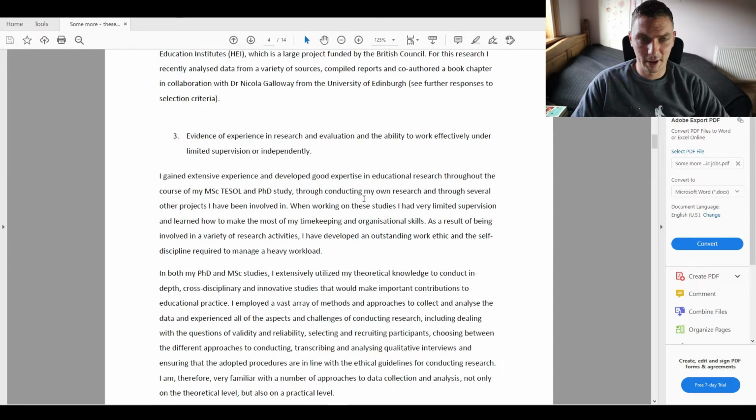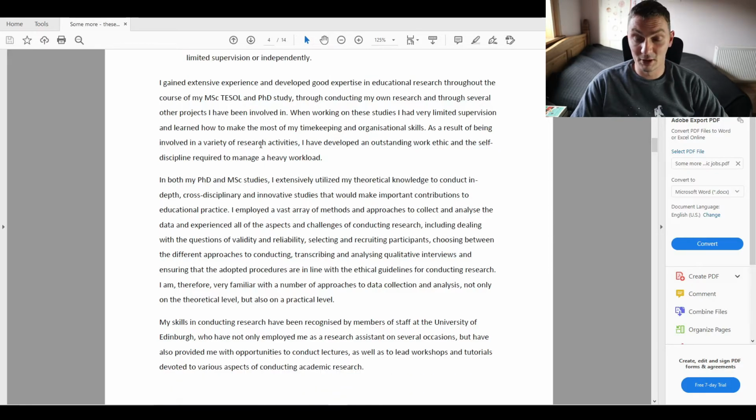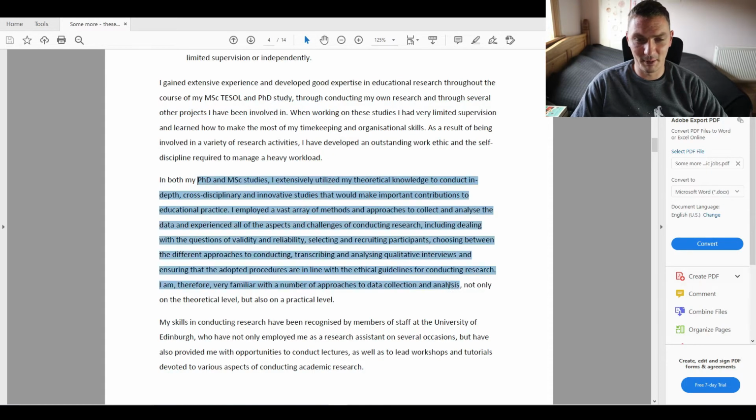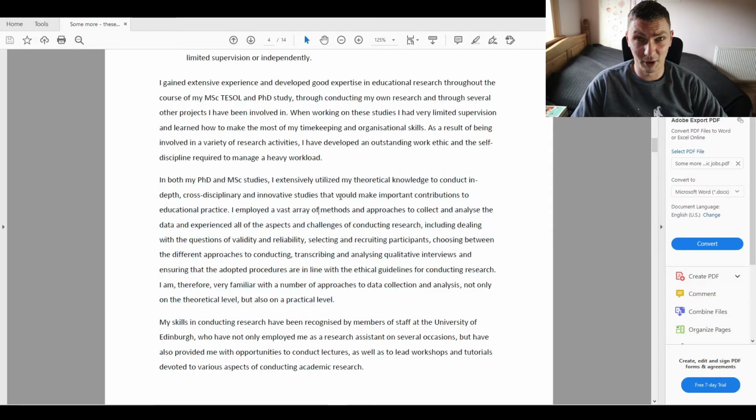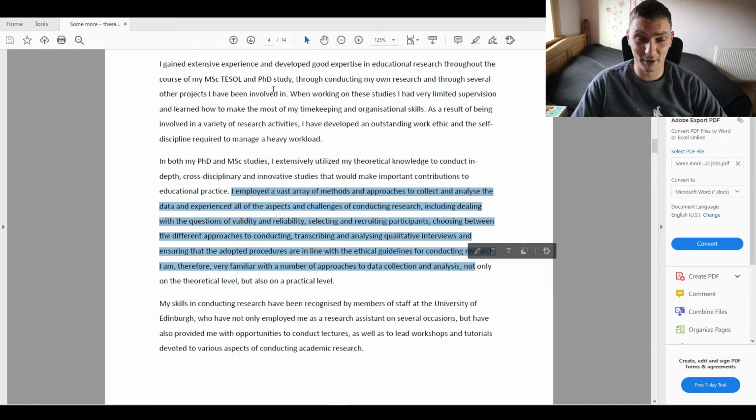And here you can see, even when this one was a tough one, it was a difficult application because I hardly had any experience. This was literally one of the first few applications, but you can see some similarities. Here I'm expected to talk about experience in research and evaluation and ability to work effectively under limited supervision. So I'm talking about research in terms of my PhD and master's study. Here again I'm kind of killing time by talking about extensively utilizing my theoretical knowledge, which, the truth was, I had no experience to talk about, so I'm talking about the things that are still somehow relevant to some extent.